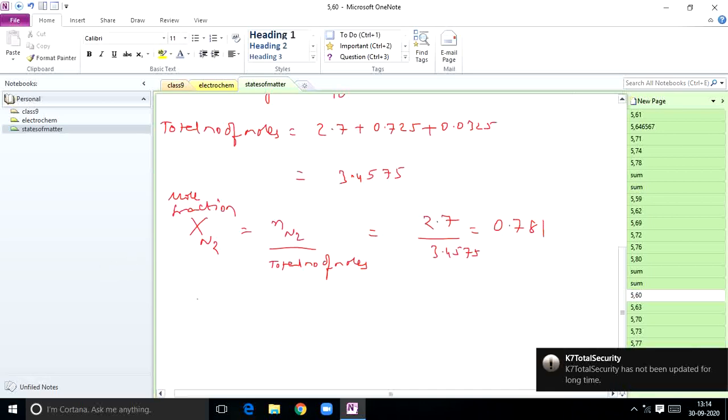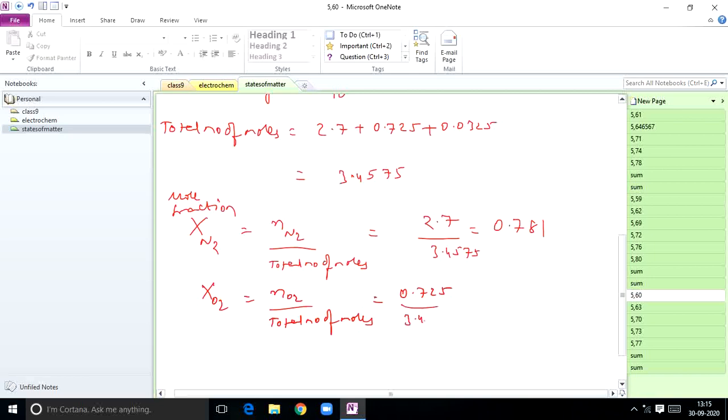This model was given in the recent NEET exam, the 2020 NEET exam. Very easy, easy-going calculation terms they have given. Next, mole fraction of oxygen is equal to number of moles of oxygen divided by total number of moles. So number of moles of oxygen, how much did we get, students? 0.725 by total number of moles 3.4575. Do that, you will get 0.209.